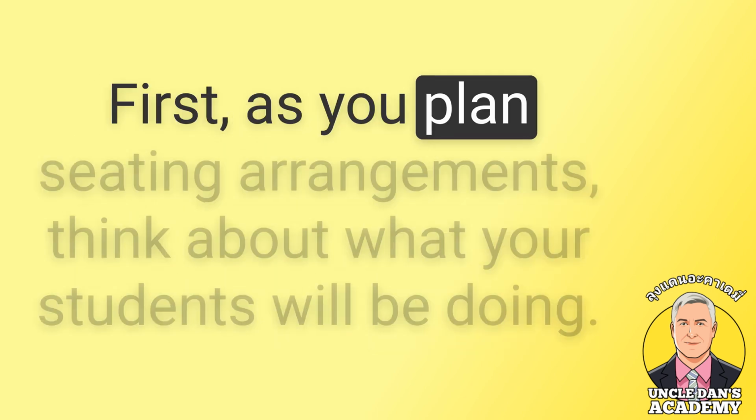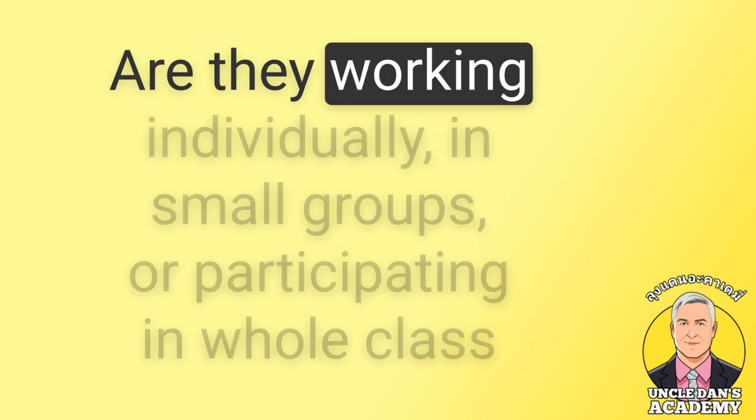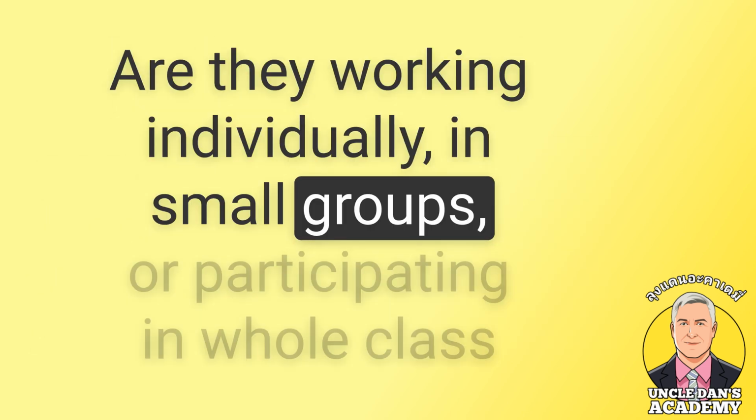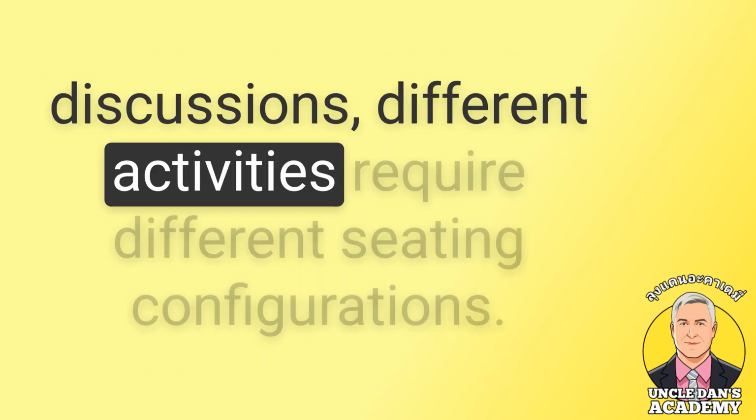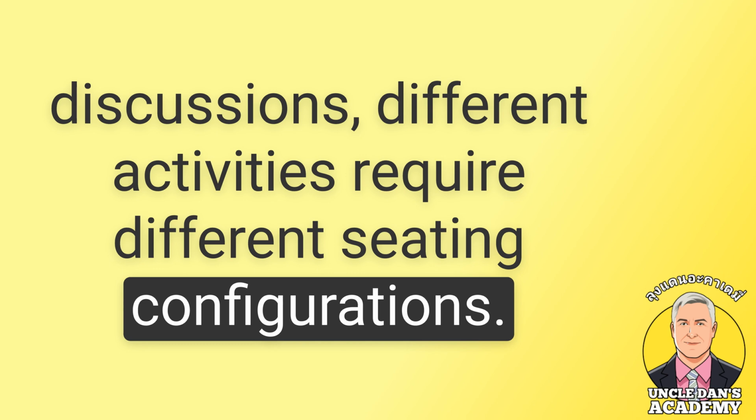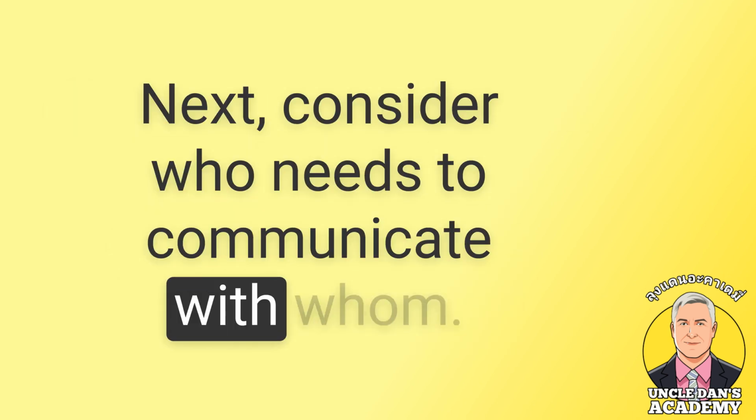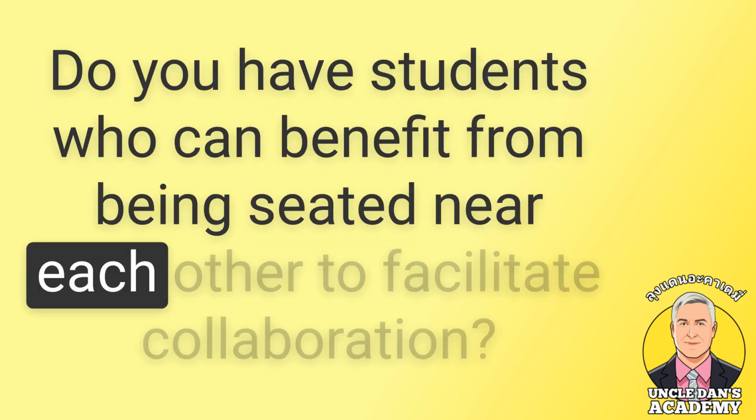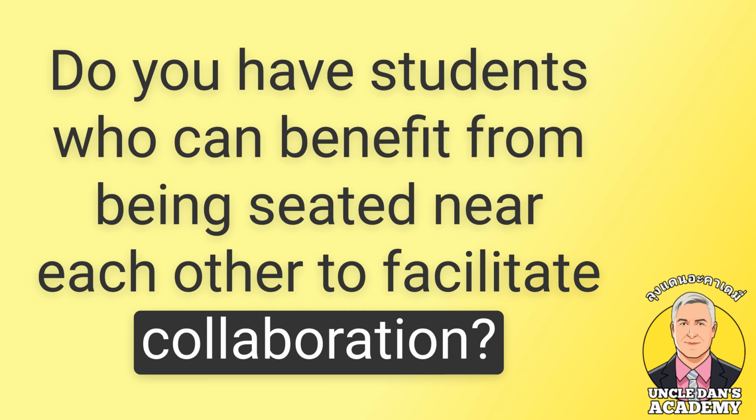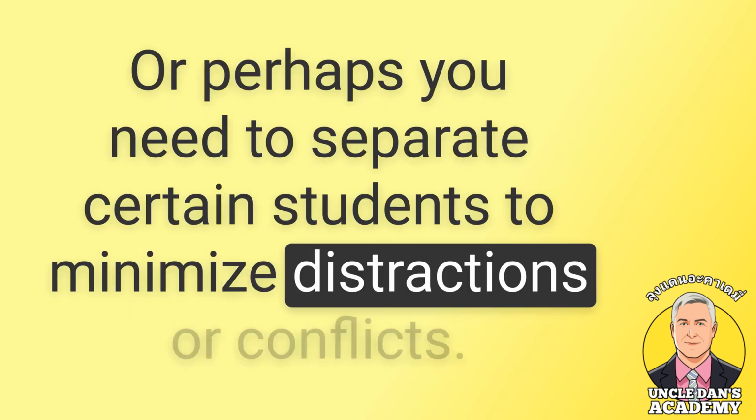First, as you plan seating arrangements, think about what your students will be doing. Are they working individually, in small groups, or participating in whole class discussions? Different activities require different seating configurations. Next, consider who needs to communicate with whom. Do you have students who can benefit from being seated near each other to facilitate collaboration? Or perhaps you need to separate certain students to minimize distractions or conflicts.